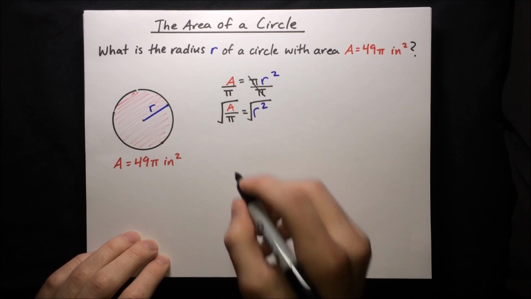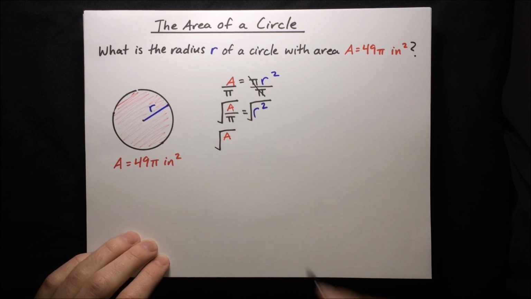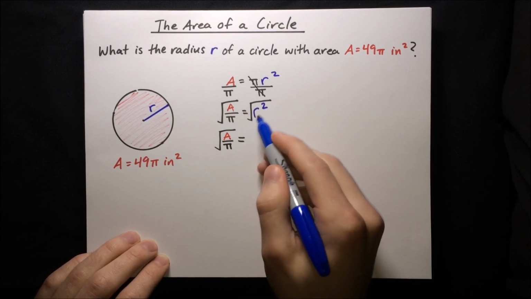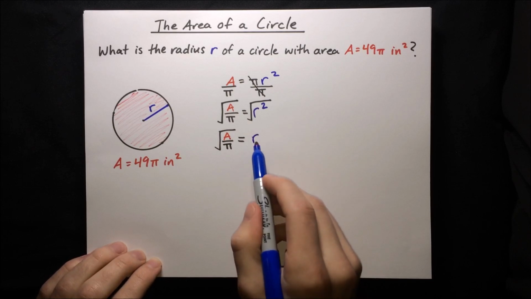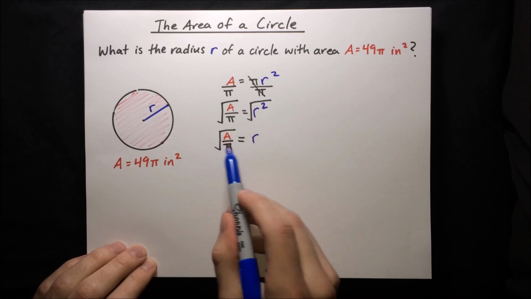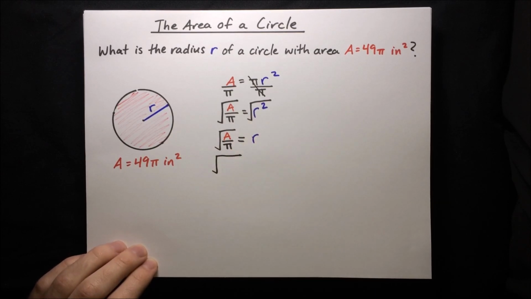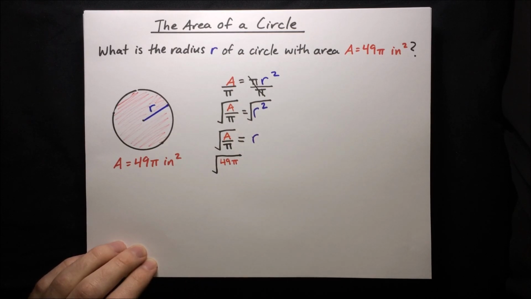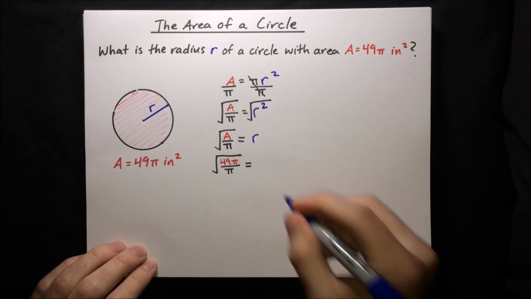So this simplifies to the square root of area, A, divided by pi is equal to r. The square root and the square cancel, and we've just got r. Okay, great. So now we've got r as an expression of A, and we can go ahead and plug in our area into that expression, and that'll give us our radius. So let's go ahead and do that. So square root, area is 49 pi. So put in 49 pi for A, and then divided by pi, and that is equal to our radius.